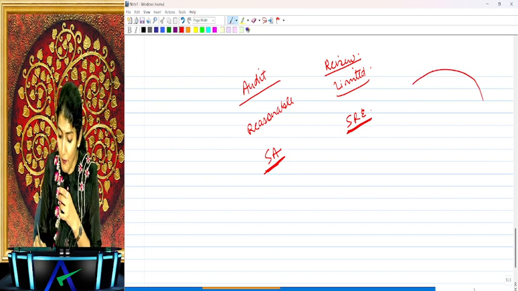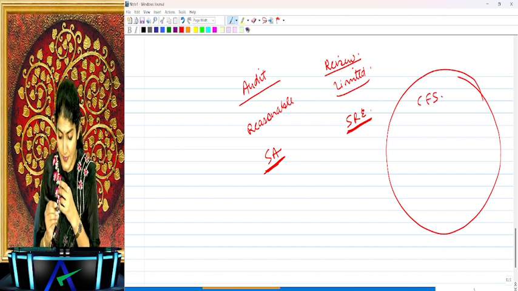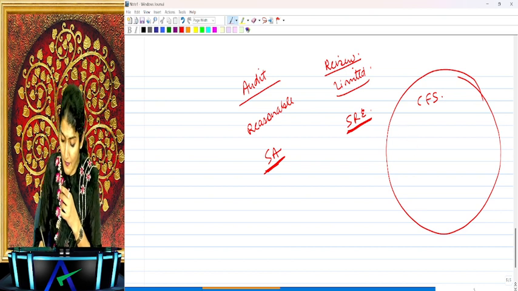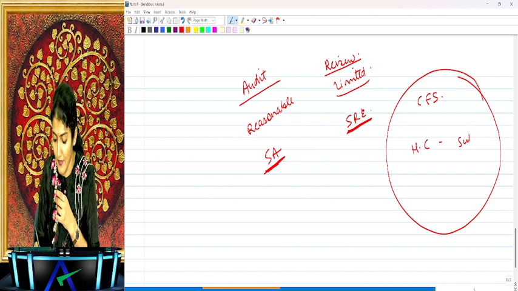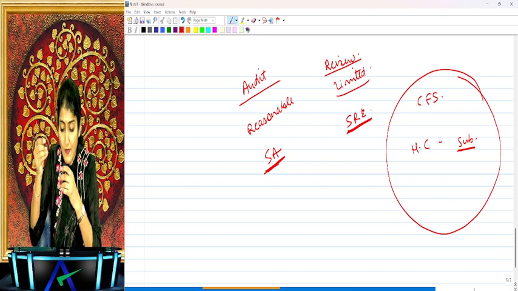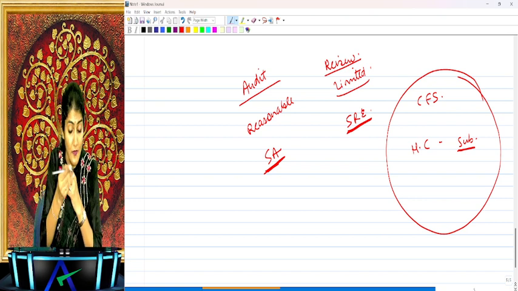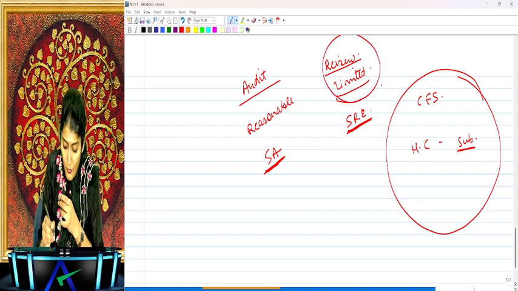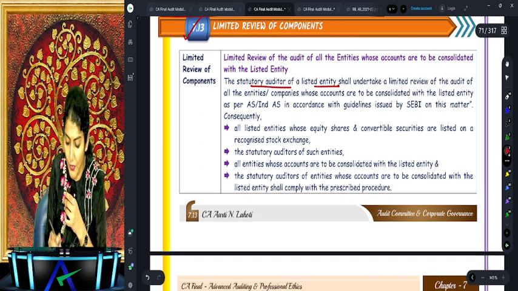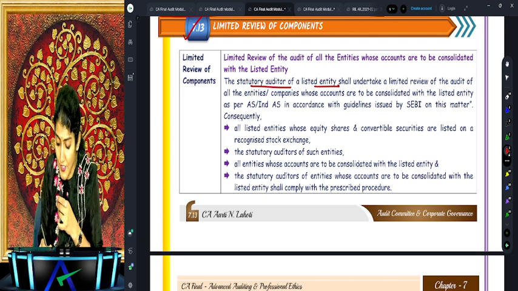And now you are appointed to do the audit of the CFS, the consolidated financial statements. So will it include the holding company, parent company? Yes. Will it also include all the subsidiaries and associates and joint ventures? It says all the subsidiaries and associates and joint ventures which are to be included in the consolidated financial statements, at least a limited review of the same should be done by the parent company auditor, by the statutory auditor of the listed entity. Right, the statutory auditor of the listed entity shall undertake an LR.